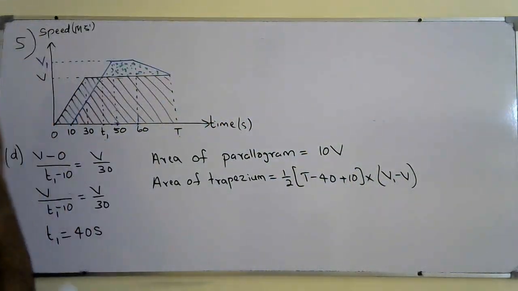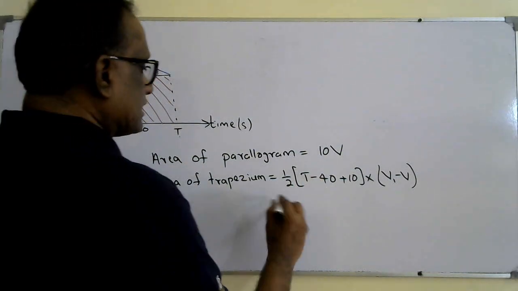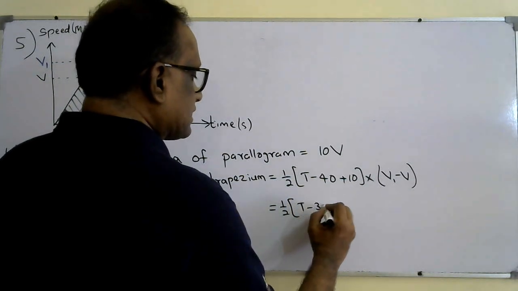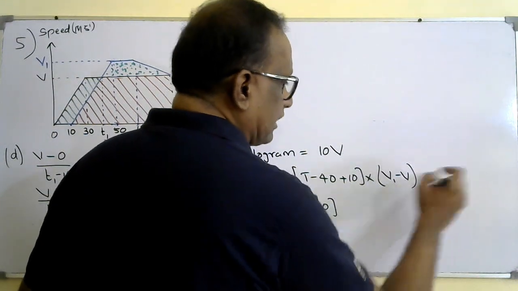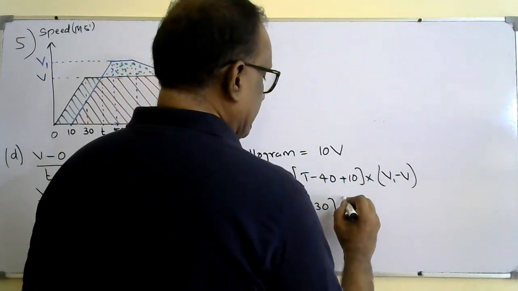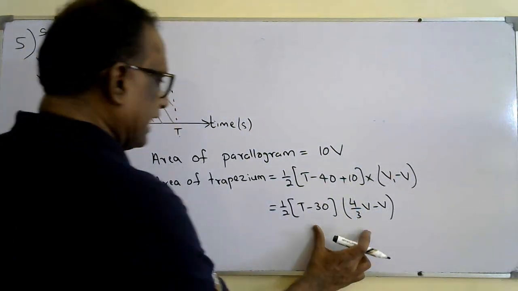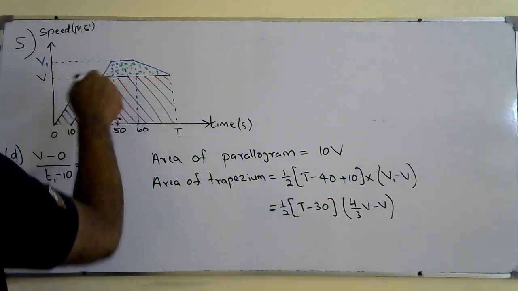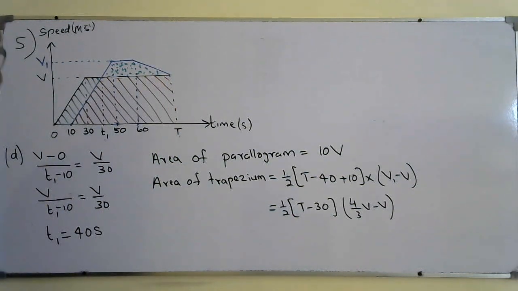But we already derived the expression for V1: V1 is equal to 4 by 3 V. We already showed it. So now solve this. So this is going to be half into T minus 30, into V1 minus V, that is 4 by 3 V minus V. Now this area is equal to 10V. They are equal because the area of the parallelogram is equal to the area of the trapezium, since I am not considering the red color common area because it's common for both.